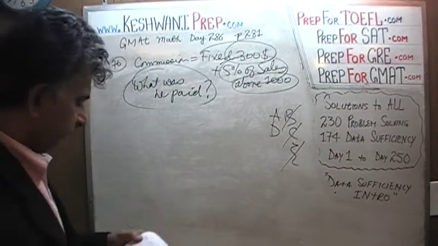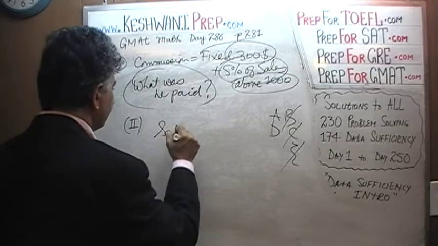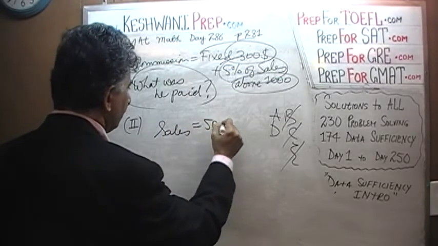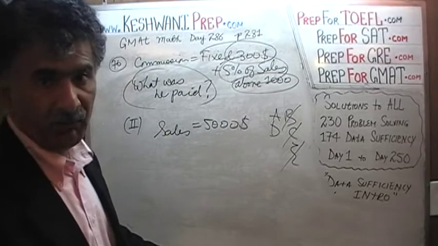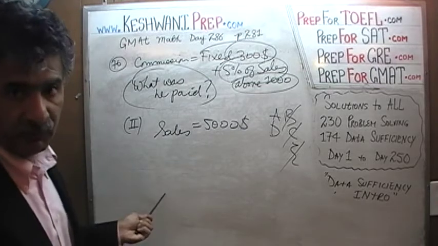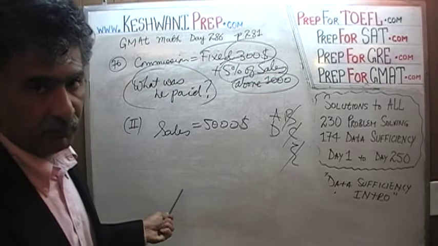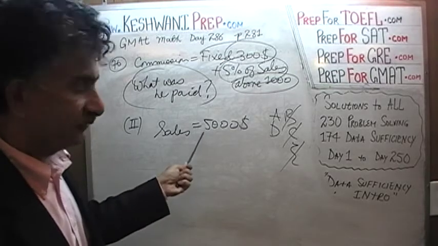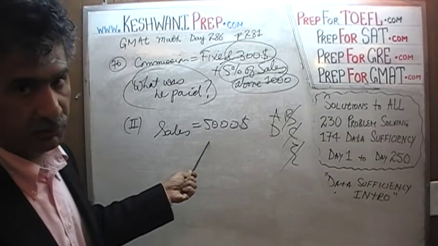Let's look at the second statement. The second statement tells us that the sales were 5,000. This is too silly. Well, if we know the sales, we can figure out the commission. It's very straightforward. Sales are 5,000, which is exactly what we found before. You see, they never contradict each other. In the first statement, when we did the work, we found out that the sales were 5,000. That's exactly what the second statement tells us.